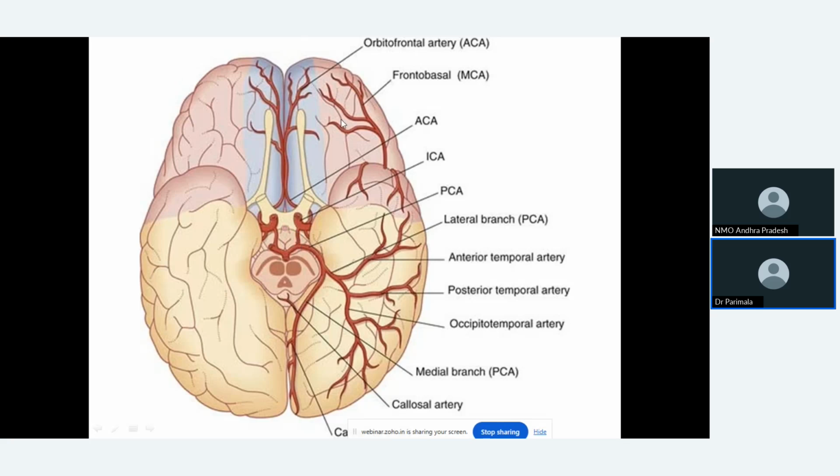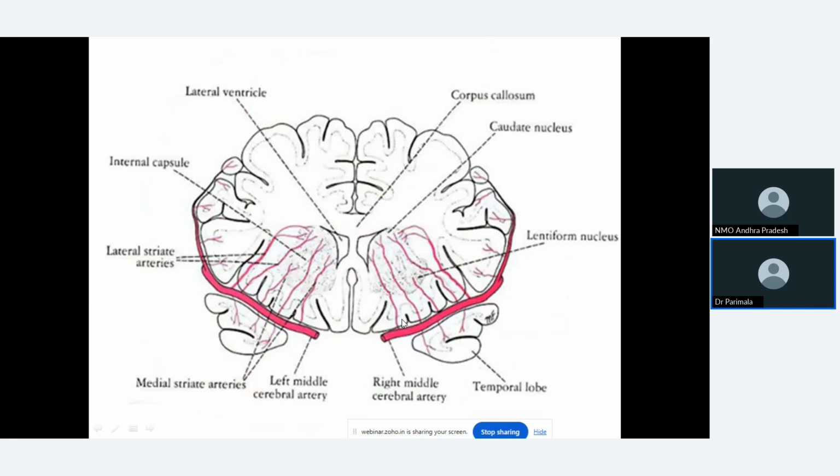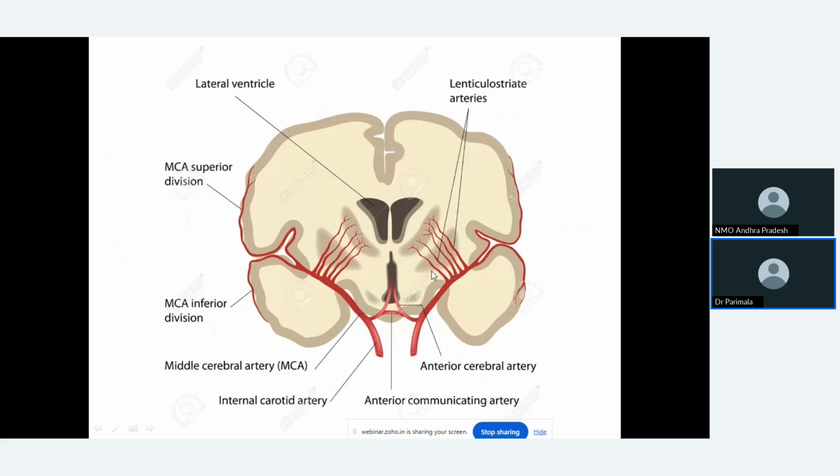So these are the branches. This is anterior cerebral artery close to the midline. Here you have the middle cerebral artery and here you have the posterior cerebral artery. I told you that these are the nuclei. This is a nucleus, intracerebral nucleus. And these are central branches, which I have mentioned just now, of the middle cerebral artery. Right. Like this.